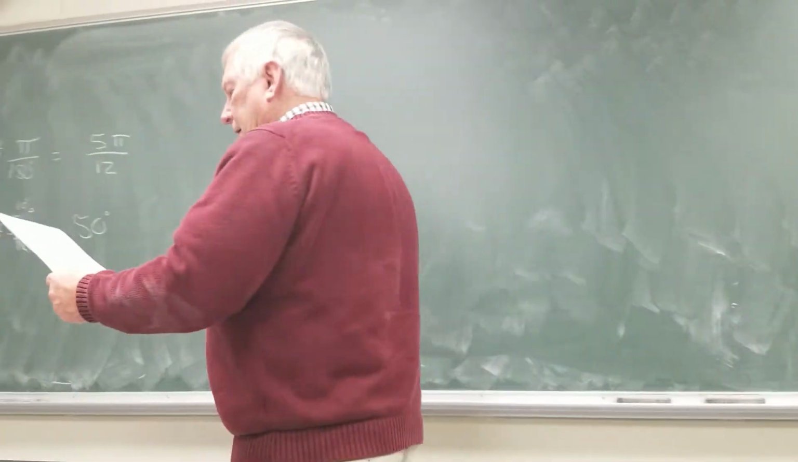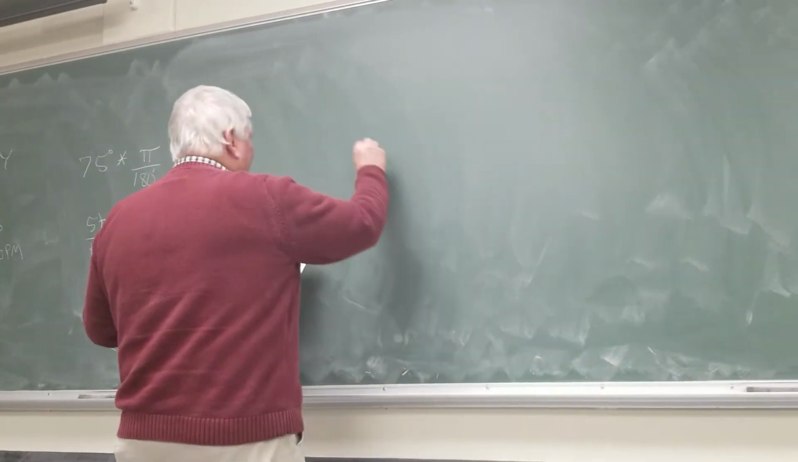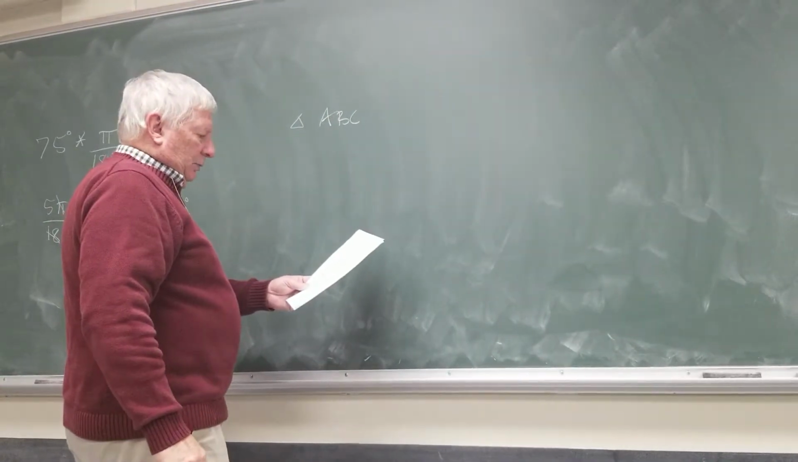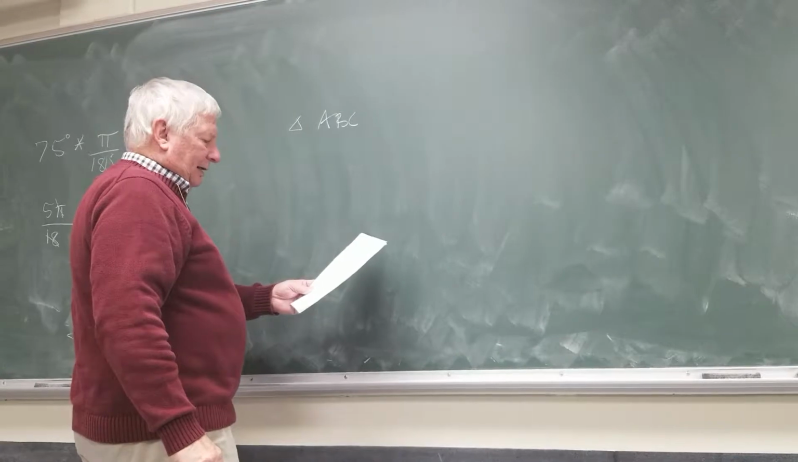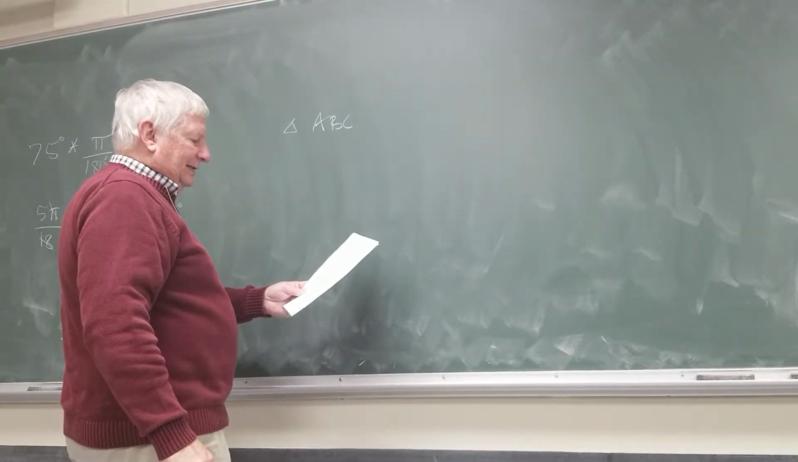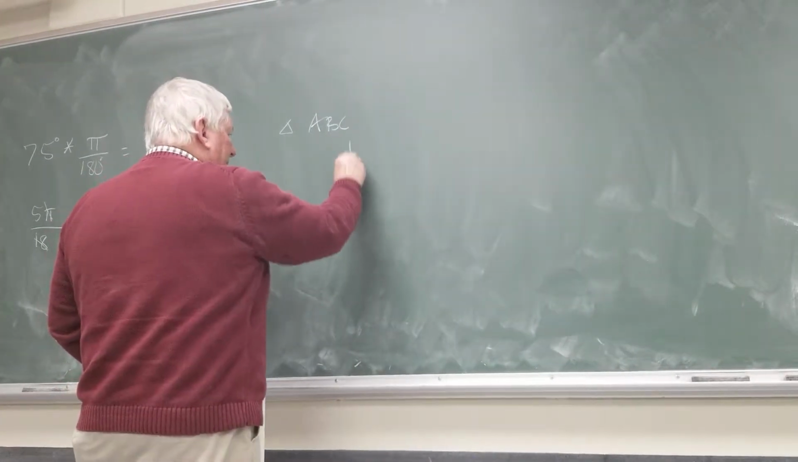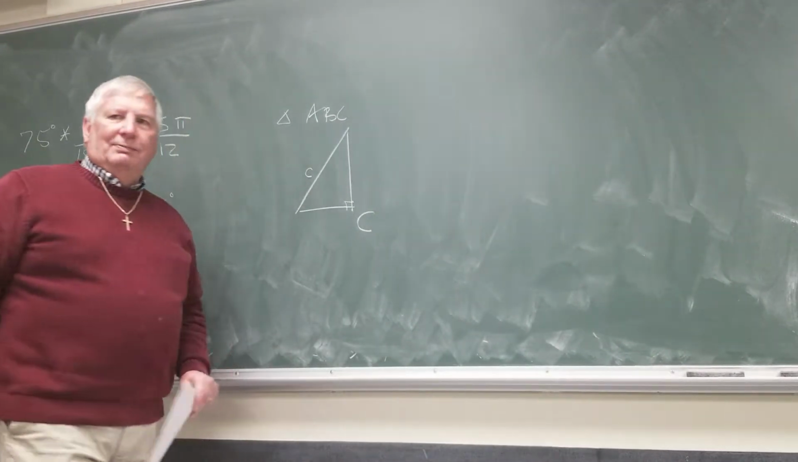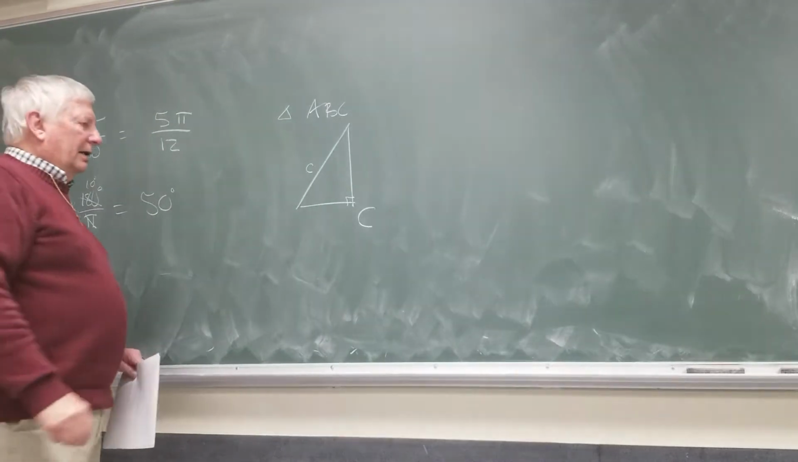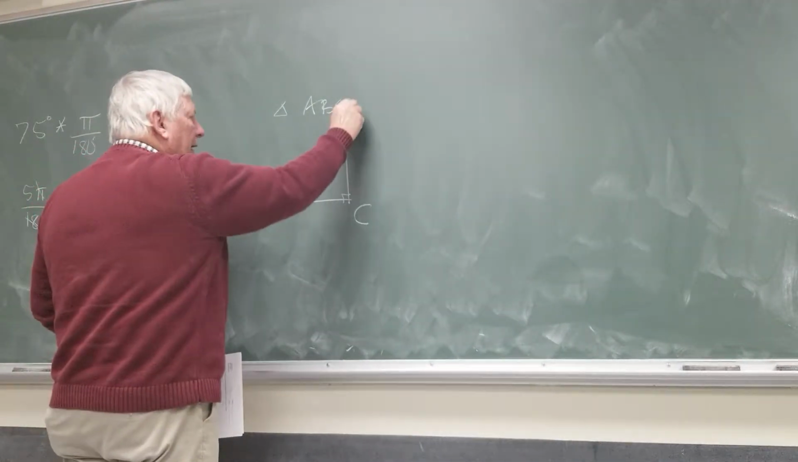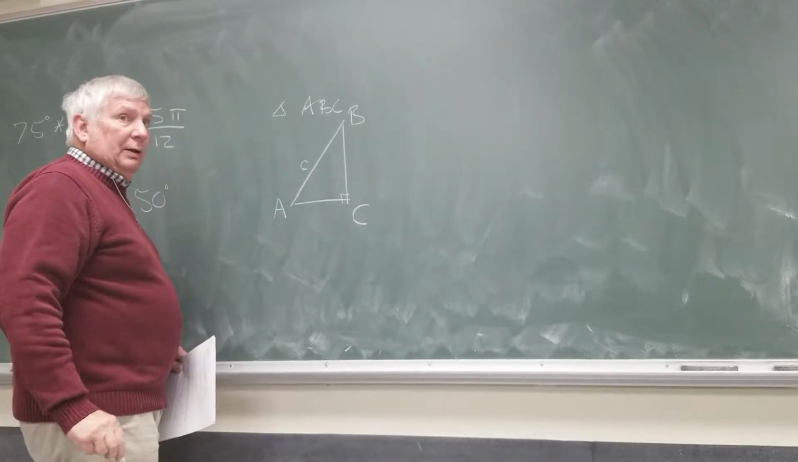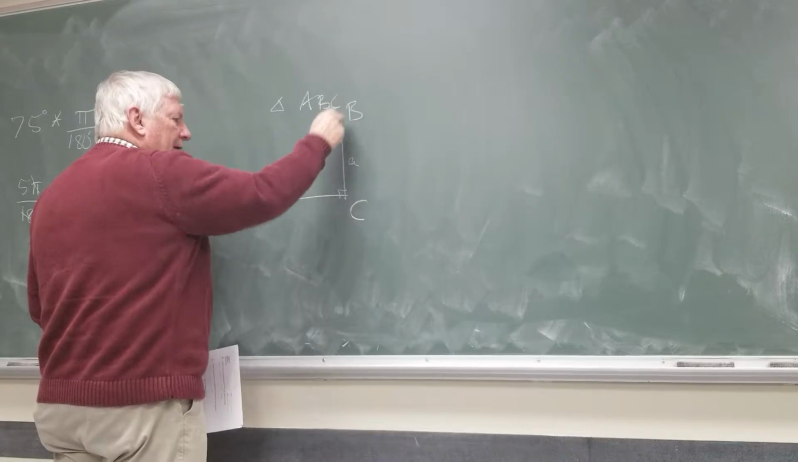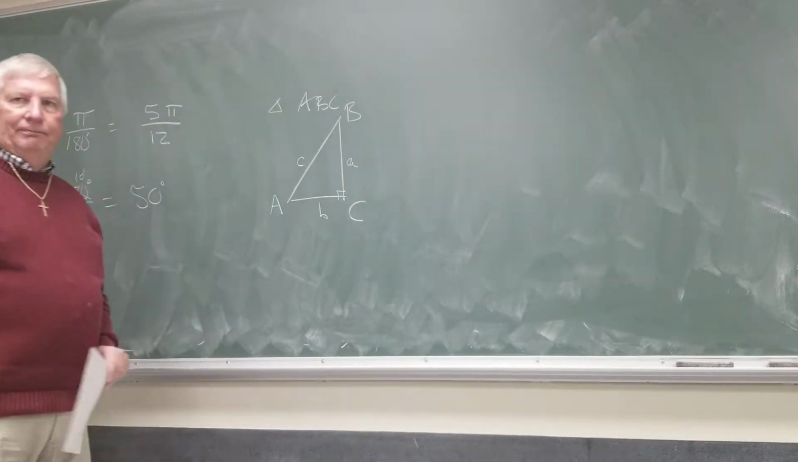Okay, so we're given a right triangle ABC, with side little a opposite angle A, side b opposite angle B, and side c opposite the right angle. Side c is opposite the right angle, and it doesn't matter what we label the other sides, a and b. It does matter where we label all the angles. So this is side a, opposite angle A, side b, opposite angle B.